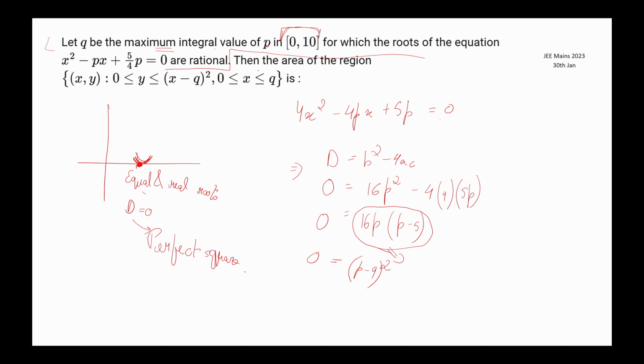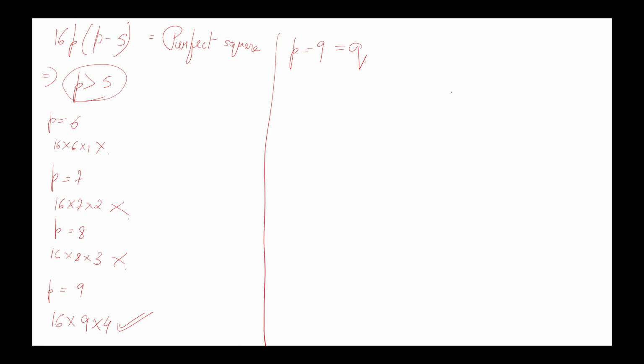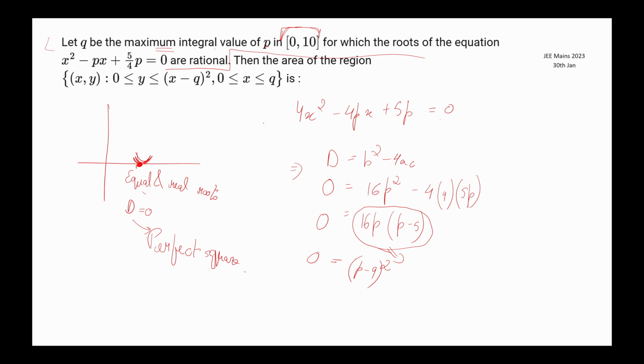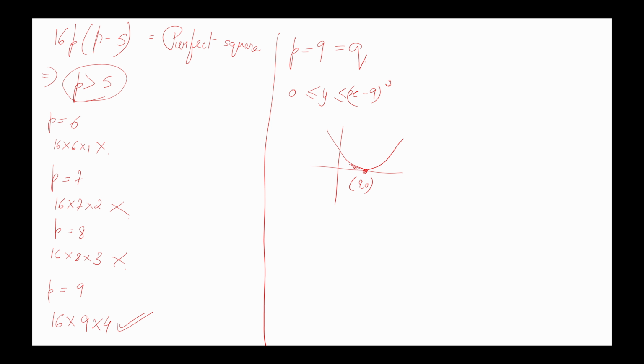Now they've told us in the second part we have to find out the area of region which is bounded by 0 to y to x minus q square. Now let us draw the diagram. Y less than equal to x minus q, which is 9 whole square, less than equal to 0. So our graph would be somewhat like this. This is touching the x-axis, and this point here is nothing but 9 comma 0, and we have to find out it from 0 to q. X is from 0 to q, that means from 0 to 9. This is the shaded portion that we have to find.